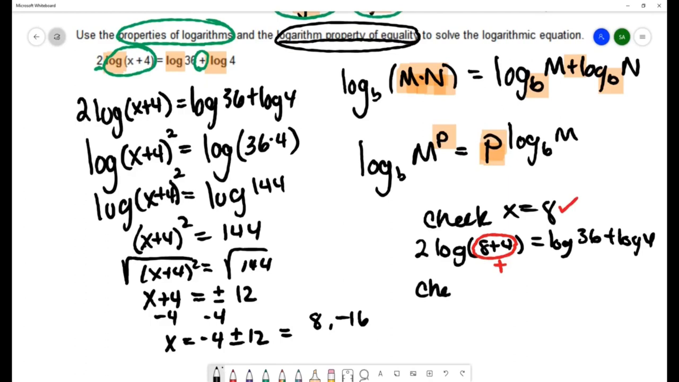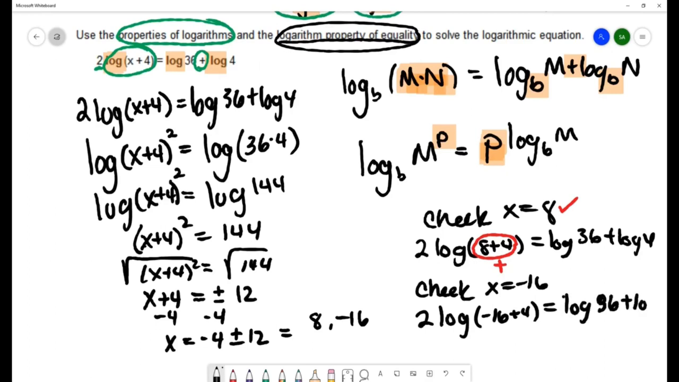Now let's check x equal negative 16. In the original, that's 2 log of negative 16 plus 4 equals log of 36 plus log of 4. Negative 16 plus 4 is negative, and log of a negative is undefined, so we have to throw that solution of negative 16 away. And the only solution to this log equation is x equals 8.